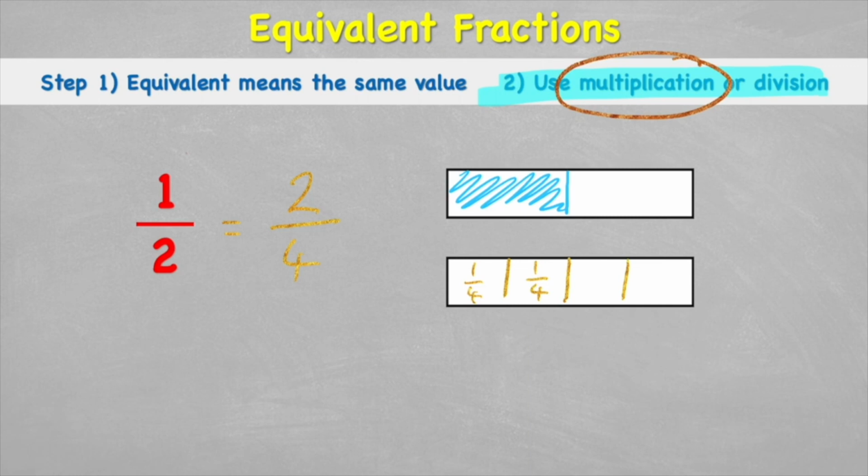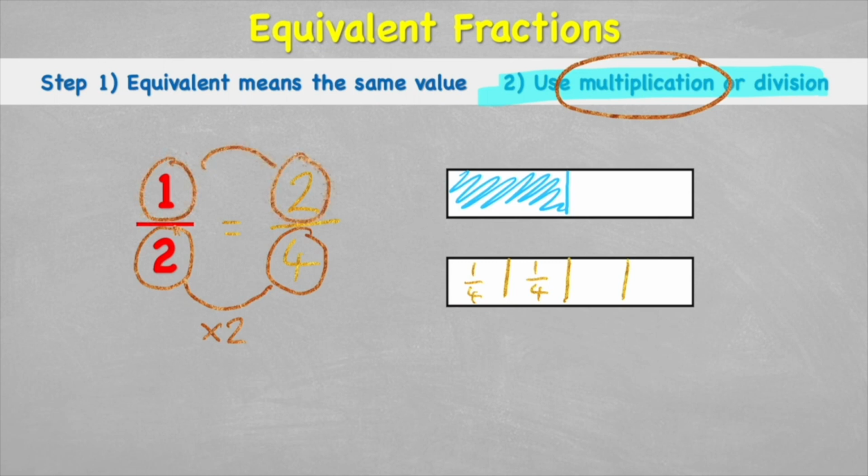So let's look at how we can use multiplication to help us understand this a bit clearer. Let's have a look at our denominators here. Well, I started with 2 and I ended up with a 4. So how did I get from 2 to 4? Well, I multiplied it by 2. And let's have a look at our top numerator. I started with a 1 and I ended up with a 2. And how did I get from 1 to 2? Well, I also multiplied by 2.